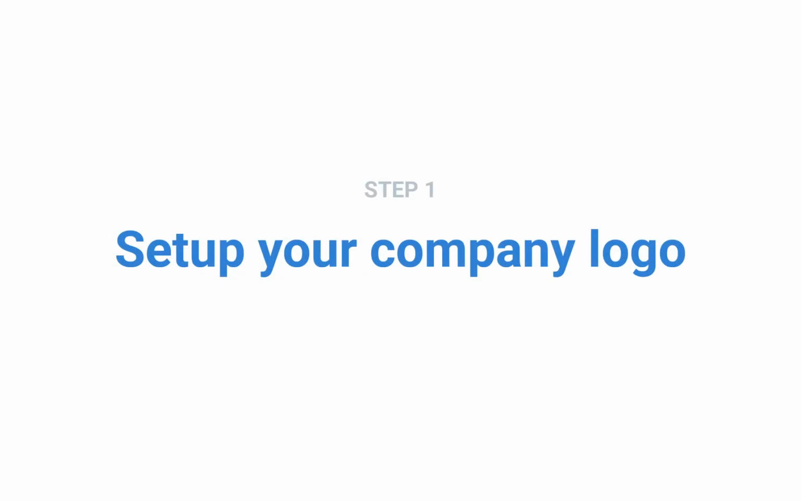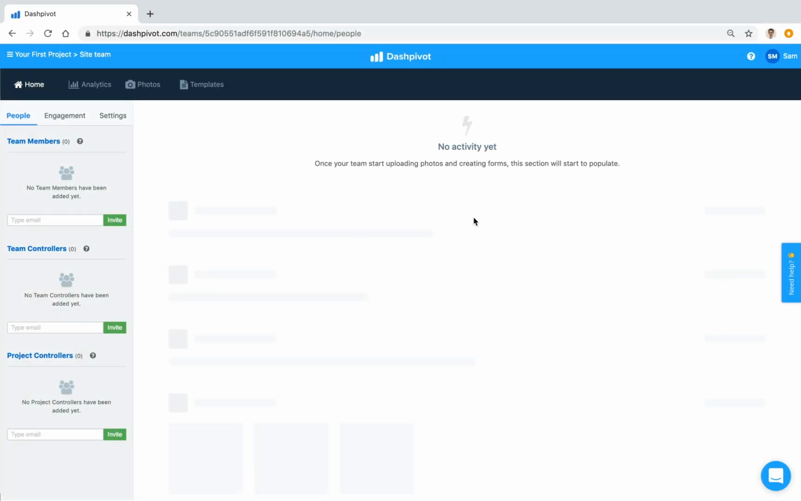So to begin, the first thing that you need to set up is your company branding. So that means your logo and your color scheme. Inside of Dashpivot, this is really important because whenever you export any photos or forms from your templates outside of Dashpivot, you're going to want your company logo to appear at the top and your company colors.